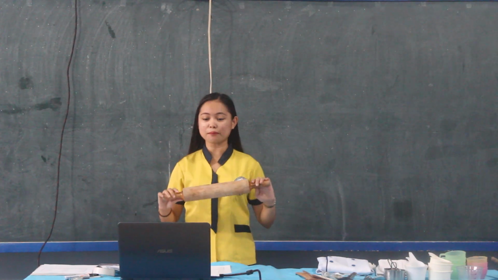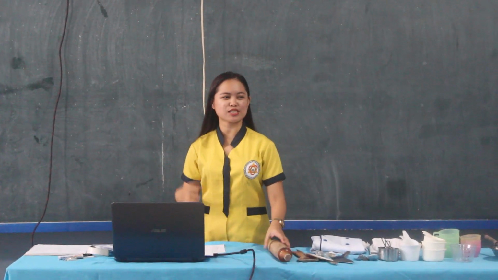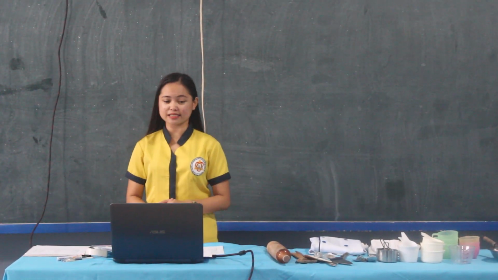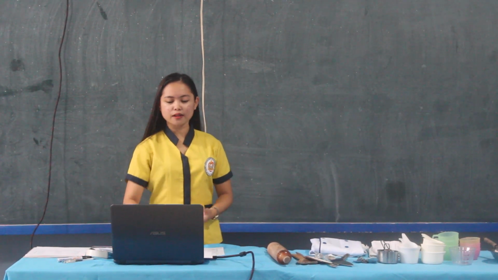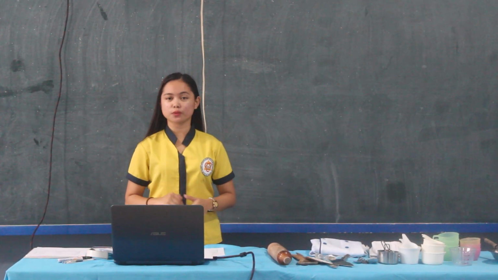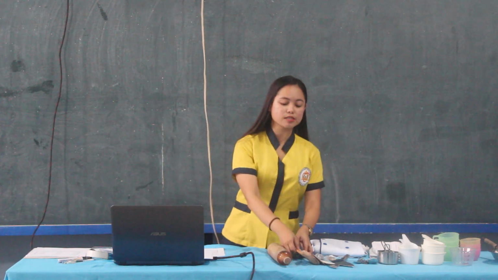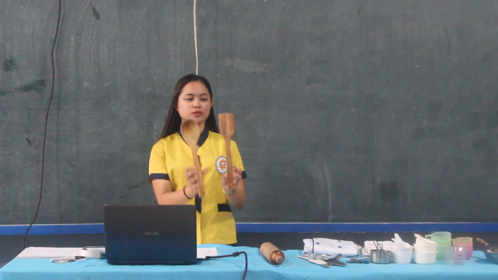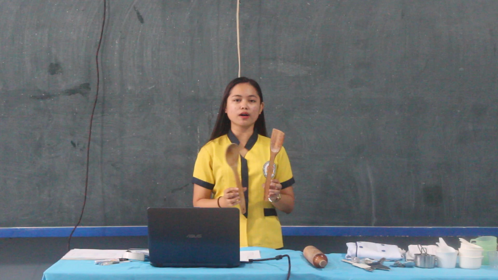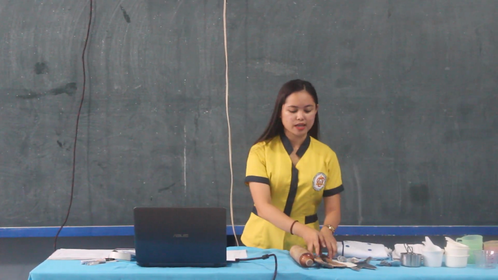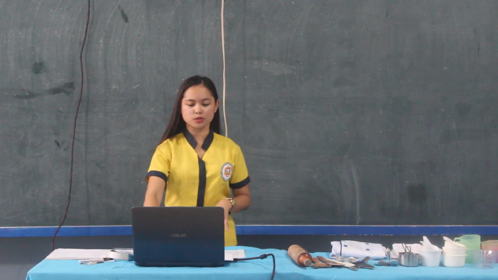What do you think is this? Wooden spoon. The wooden spoon is used for mixing our butters. We have two kinds, the round one and the flat one. Okay, those are the basic preparatory tools.